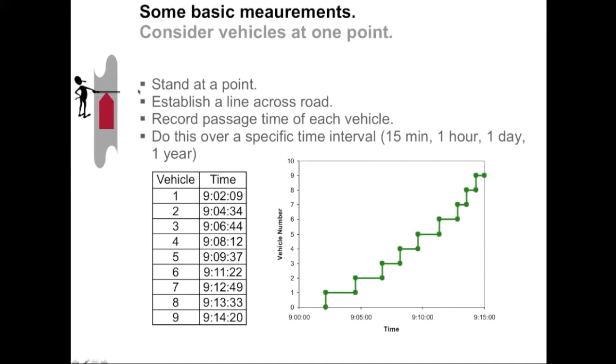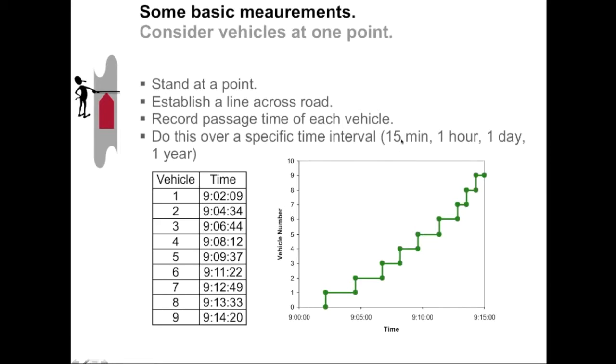So imagine you're standing at a point and you establish a line across the road, and all you're doing is keeping track of the exact time from the clock that each vehicle passes. So you are fixated on this line across this road, and you're recording the time that the nose of each vehicle crosses that line. So you'll stand out there and do this over a specific time interval.